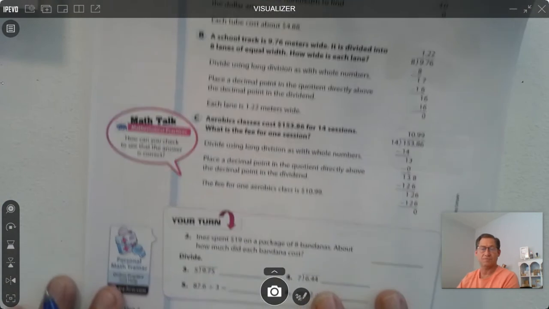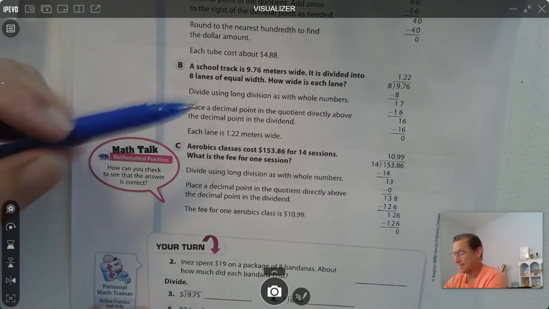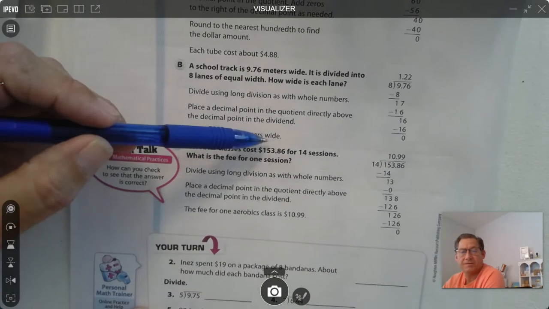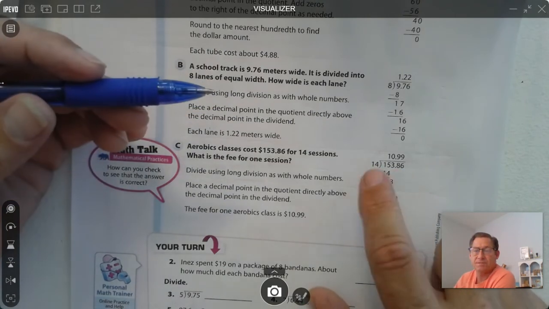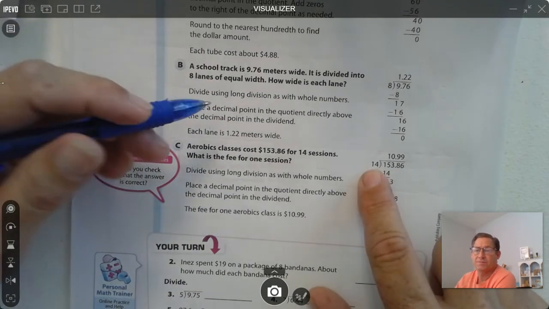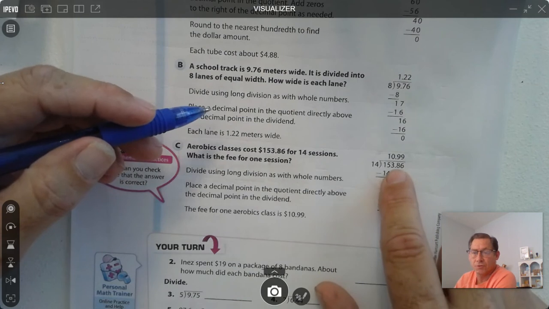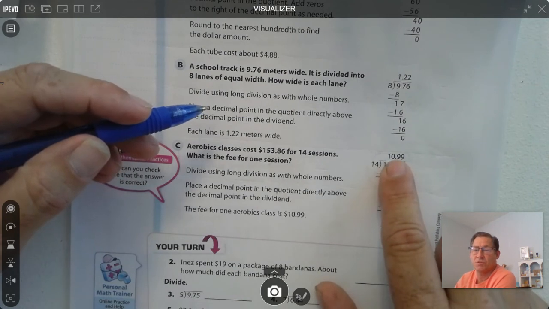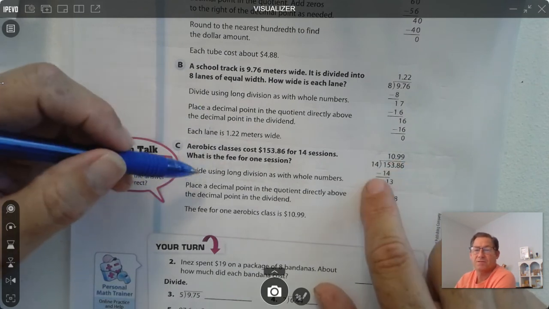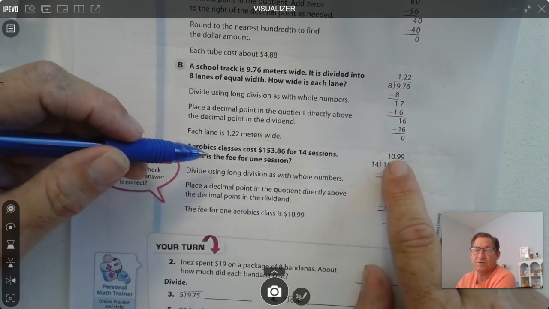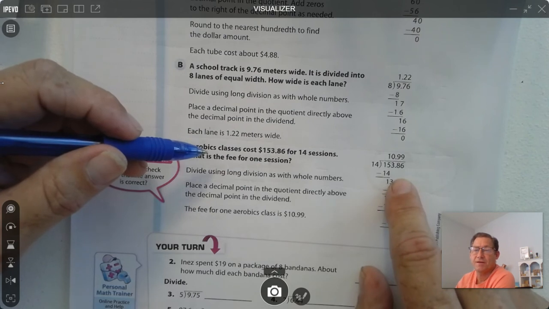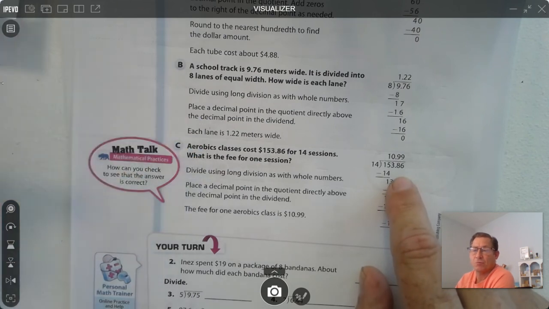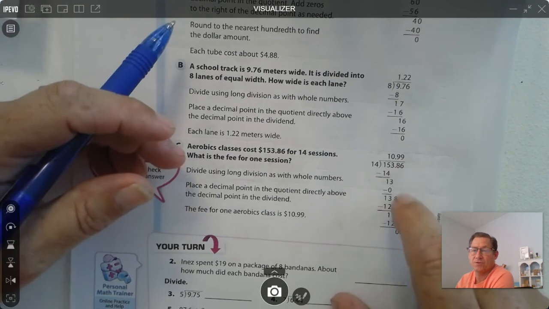A third example. An aerobics class costs $153.86 for 14 sessions. So we have a decimal divided by a whole number. So we're just going to put the decimal straight up into the quotient when we're finished. So divide it out. We can take 14 from 15 with a remainder of 1, bring down the 3, the 13. Can't take any 14s from 13, so that's 0.